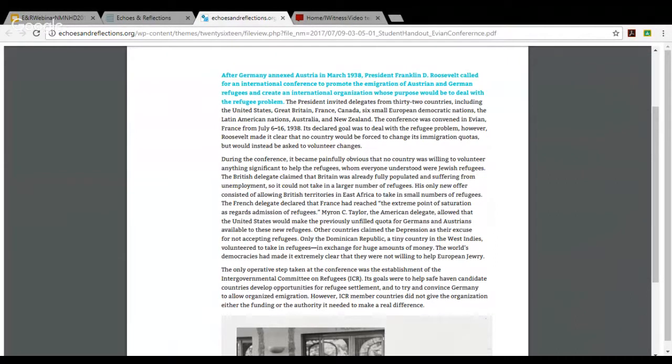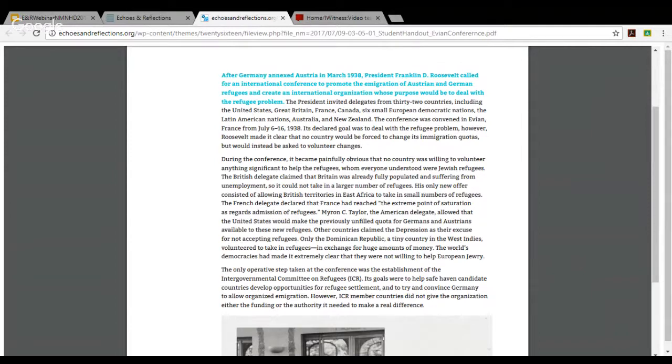Okay, so I see two ideas that have come in, three now. The first one mentions a failure to compromise on immigration. And so the conflict here is we have all of these individuals that need a safe haven, and we have these 32 countries who come in and fail to reach a compromise to deal with the immigration challenge that is going on here. Everyone seems to understand that these are refugees that are suffering under Nazi Germany, but no one is willing to take them in, although the Dominican Republic does agree to compromise in exchange for huge amounts of money. And so is that really a compromise?